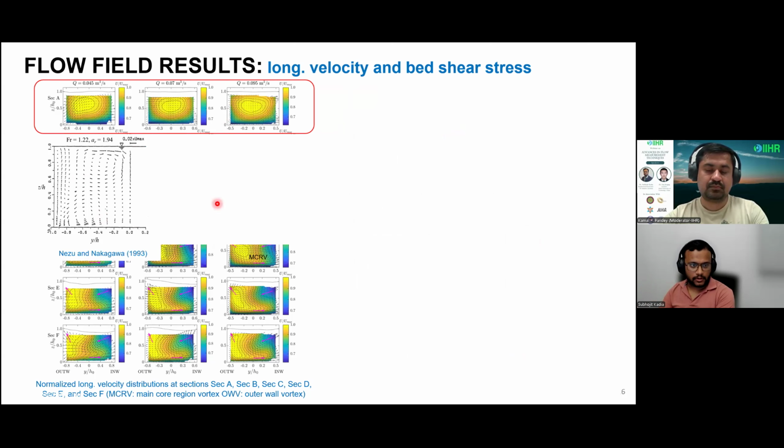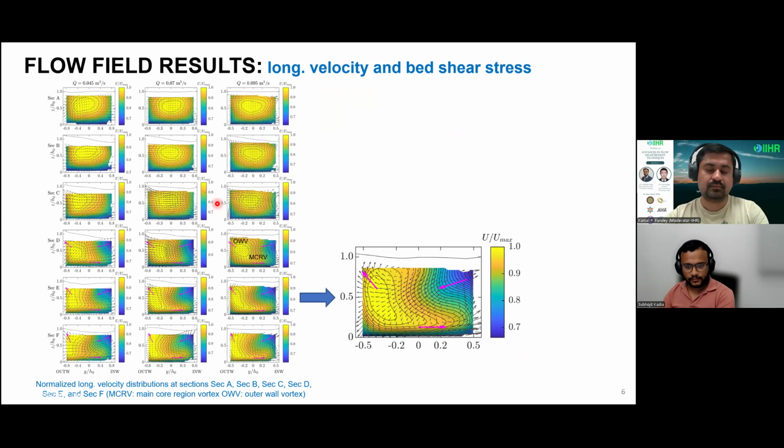Like here, what we observe, what we expect. So if we closely look into the results, this diagonal component of the secondary current is basically pushing the high momentum fluids toward the outer wall and outer wall bottom corner. And then we have this downflow that is increasing the near bed velocity gradient and increasing the bed shear stress.